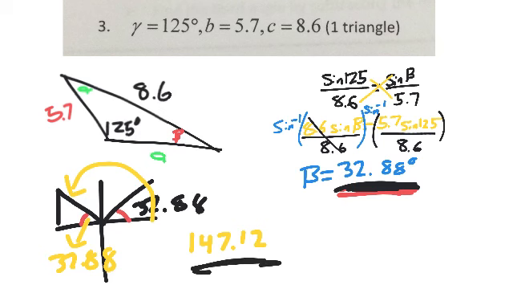However, a triangle is only allowed to have 180 degrees in it. So sometimes one of these cases might eliminate. So when I look here, 147.12, and I already have a given angle of 125, that's going to be more than 180. If I add those up, I get something more than 180. So therefore, this is not a valid case. This is my only possible case. Thus, one triangle.